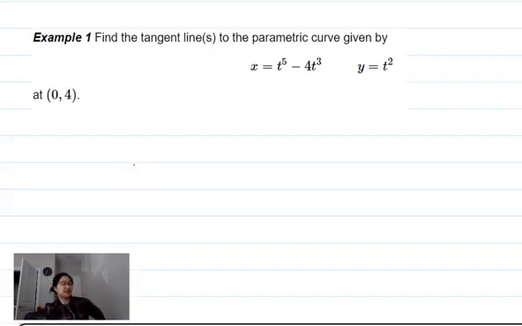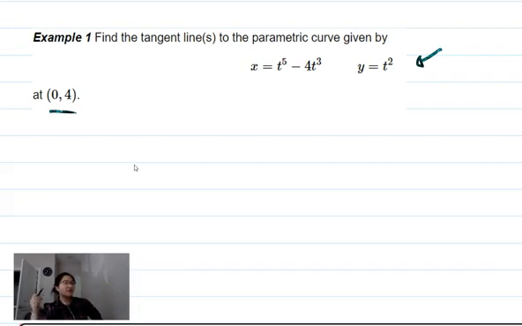So if we're asked to find the tangent line or lines to the parametric curve, that means that we need to find lines through (0, 4) that are tangent to our parametric curve given by these two parametric equations. Then what do we need to do? Well, first we need to remember what tangent line means, right? That means that we have the same slope as the derivative, like our slope of our line is equal to our derivative at that point.